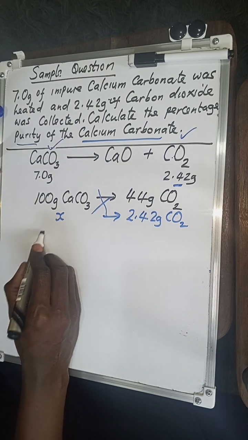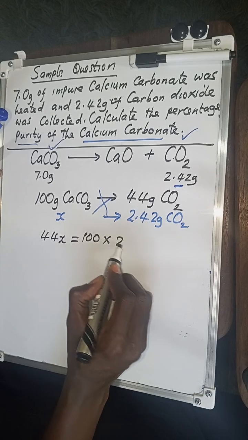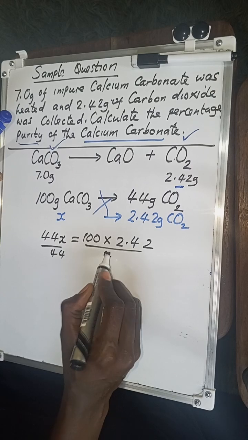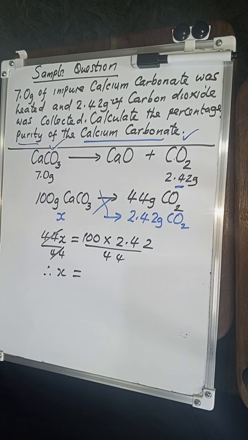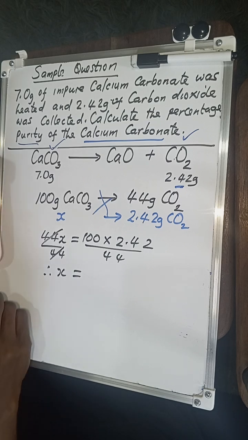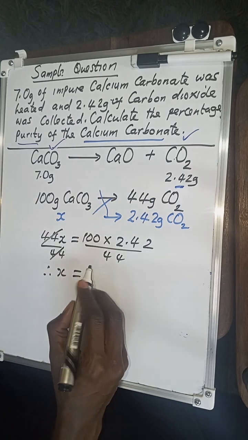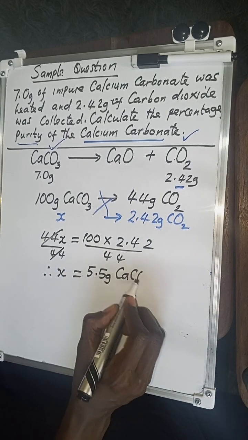It is going to give you 44x, which is equal to 100 multiplied by 2.42. To find x, I'll divide by 44. What I do this side, I'll do the other side. So meaning that x, you can put it on your calculator, is equal to 100 multiplied by 2.42. It is giving me 242 divided by 44. I'm simply getting 5.5. So 5.5 grams of calcium carbonate.